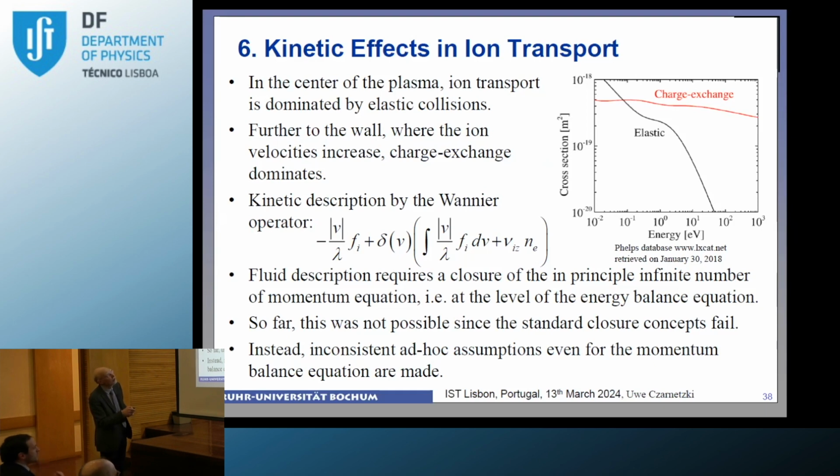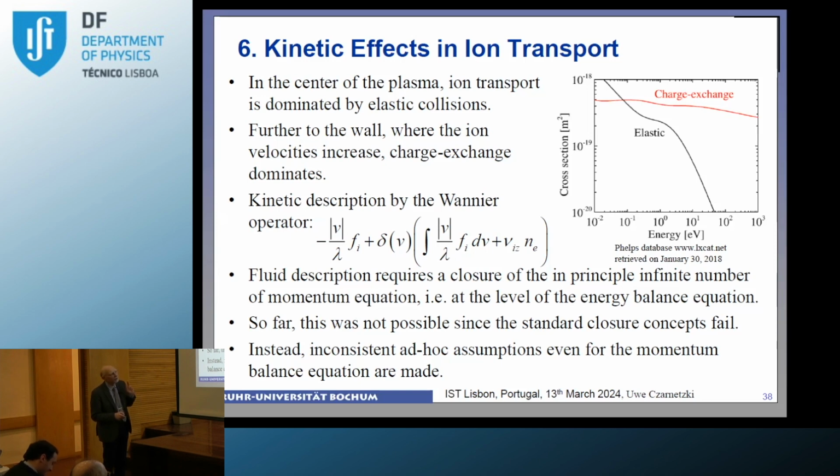This is a cross-section here. This is a particular case, I think, of argon, but it's more or less the same for other gases. When charge exchange collisions, symmetric charge exchange collisions, dominate. So this is a complicated operator, but it has a lot of merits. We would like for ions not to solve the Boltzmann equation, but use the fluid equations, because we are not so much interested in the distribution functions.